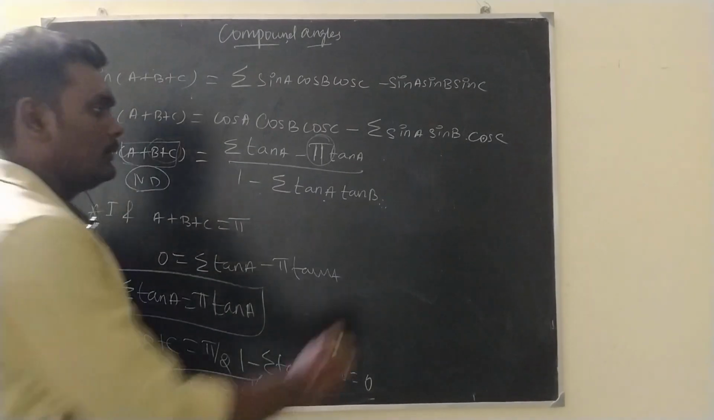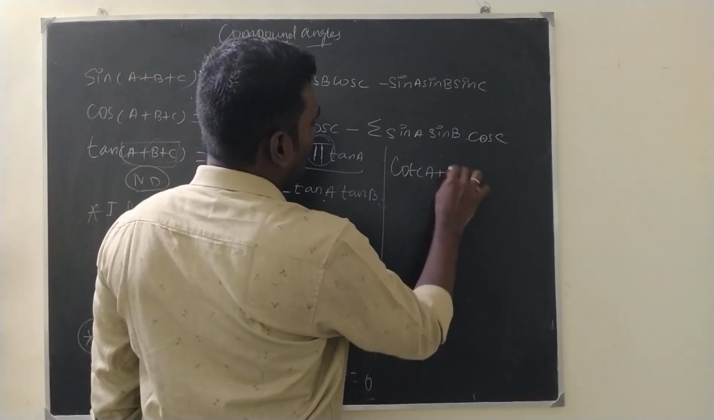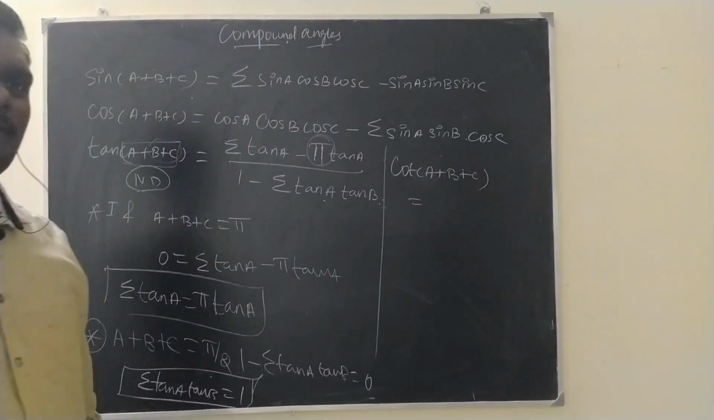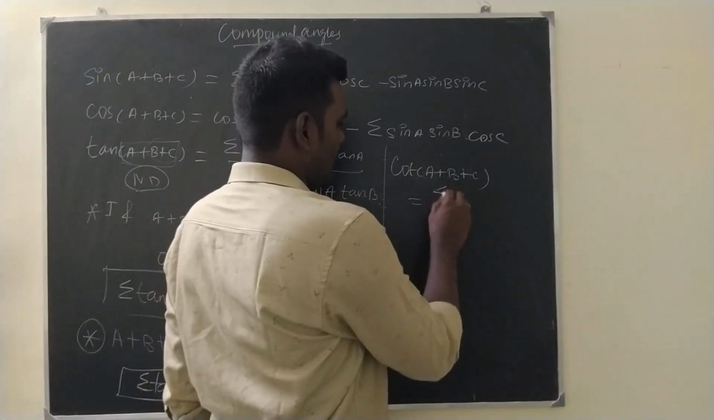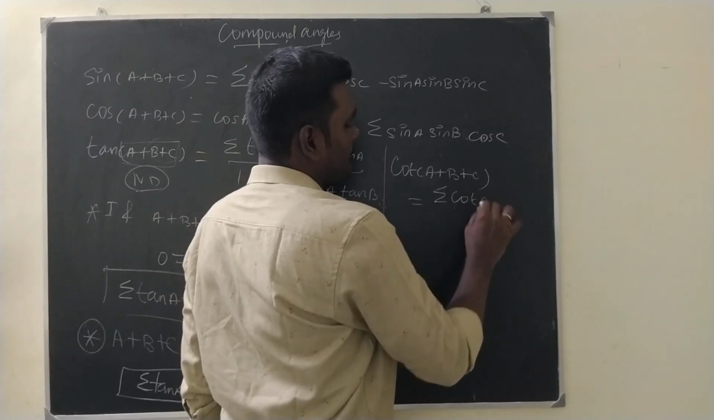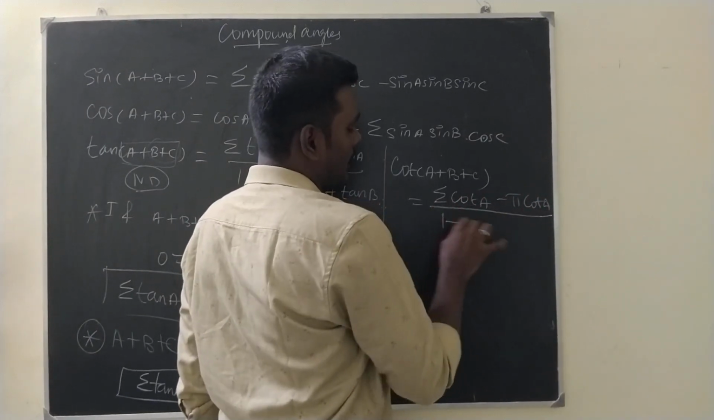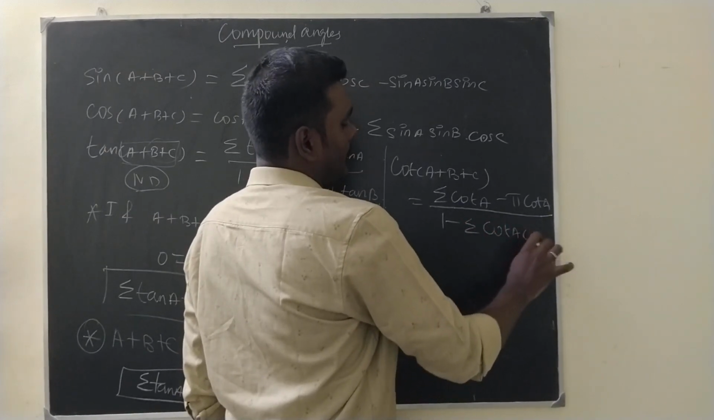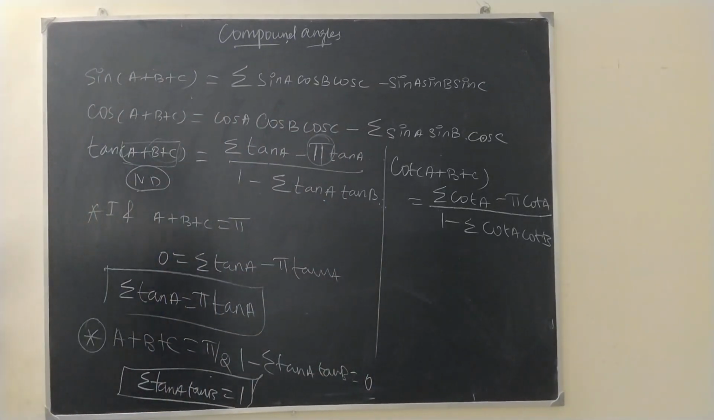Okay. Now, followed by cot A plus B plus C. Same as tan A plus B plus C, instead of tan, replace cot. That's all. So, summation over cot A minus product over cot A divided by 1 minus summation over cot A cot B. But here these two results may vary.